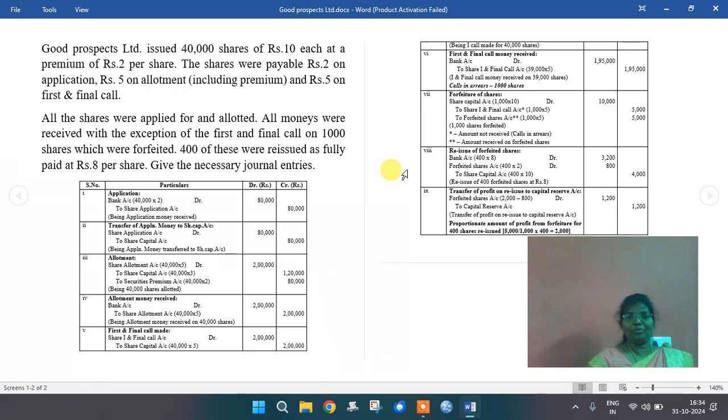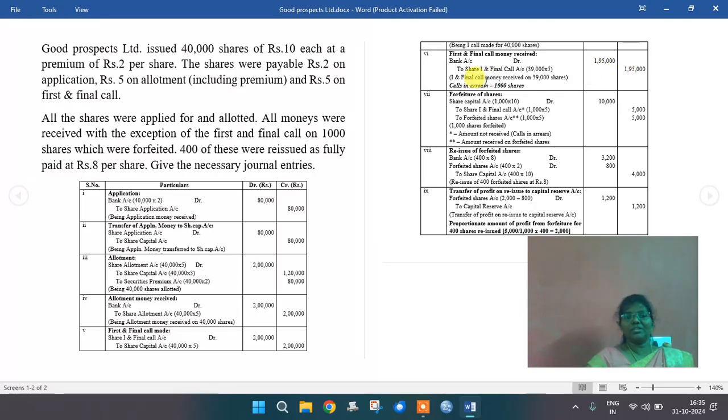And now you have to know that the amount has been received only for 39,000 shares. Why 39,000 shares? For 1,000 shares they have not paid. So now when you're receiving the money, bank account debit 39,000 into 5. Why 39,000 into 5? For 1,000 shares, we have not received the first and final call money. So 39,000 into 5, you will be getting 1,95,000.